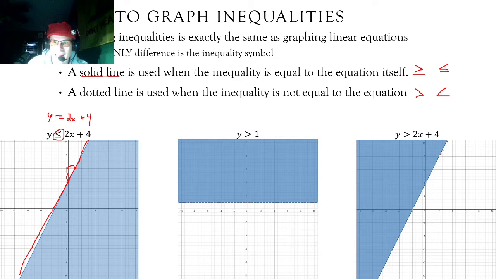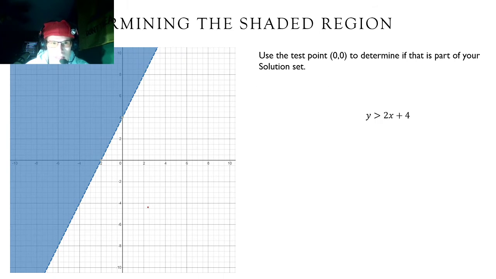That dotted line indicates the border of the solution set for your inequality, but it also indicates that it is not part of your solution set. So that's what you're doing when you're graphing inequalities, is you have to pay attention to the symbol and graph the line in spite of that. Then you have to determine how to shade these particular regions. So how do you shade these regions? We're going to show that right now.